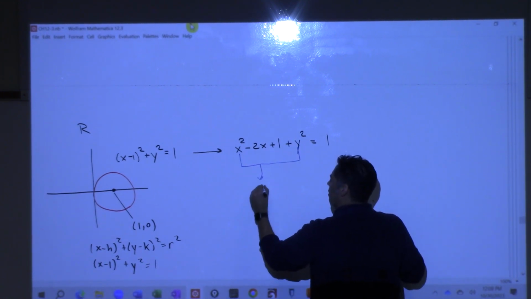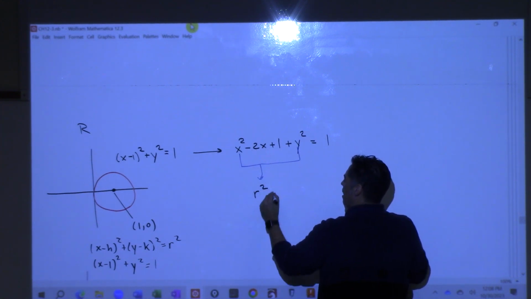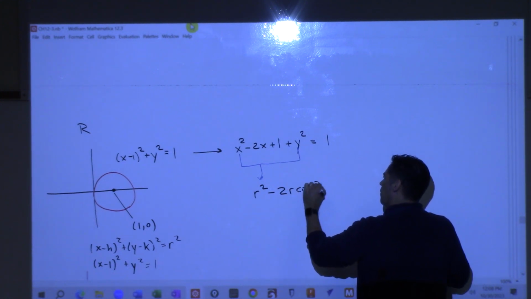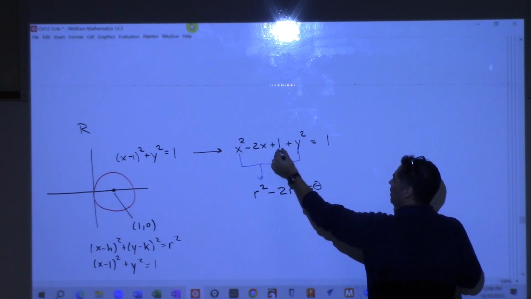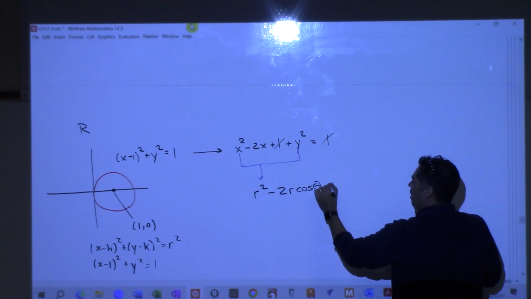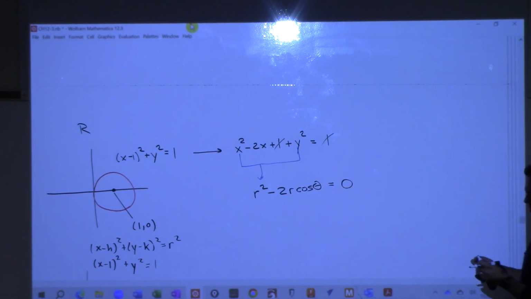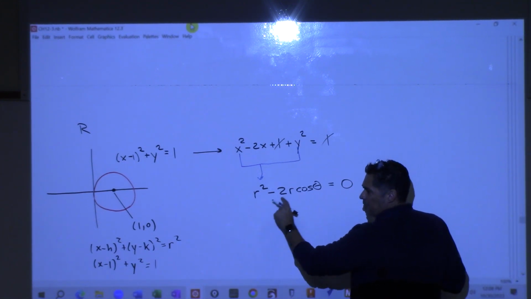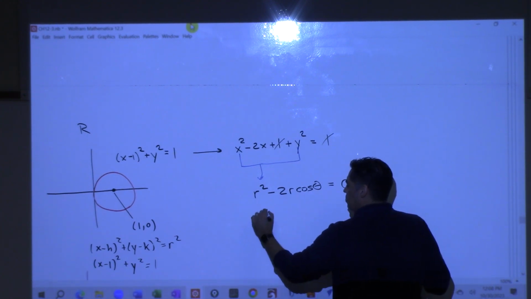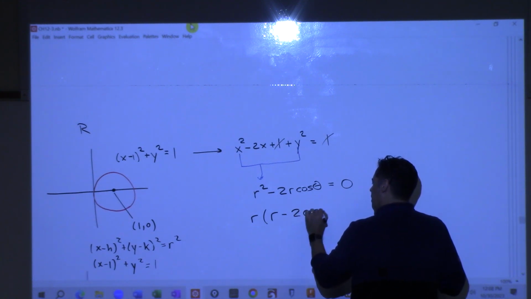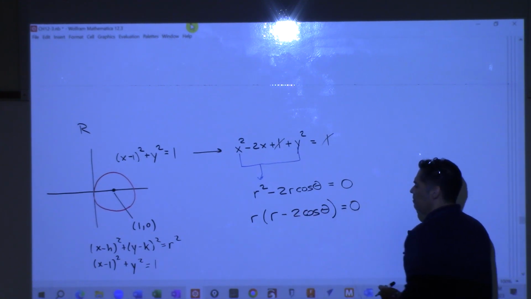Okay, so we have r squared, minus 2 times, well, what's x when you go to polar? r cosine theta. And then you have plus 1, but on this side you have plus 1 as well, so you can subtract 1 on both sides. And you get equals what? 0. Now I want you to notice that these both have a common factor of r, so r can be factored. Now you have r times r minus 2 cosine theta equals 0.